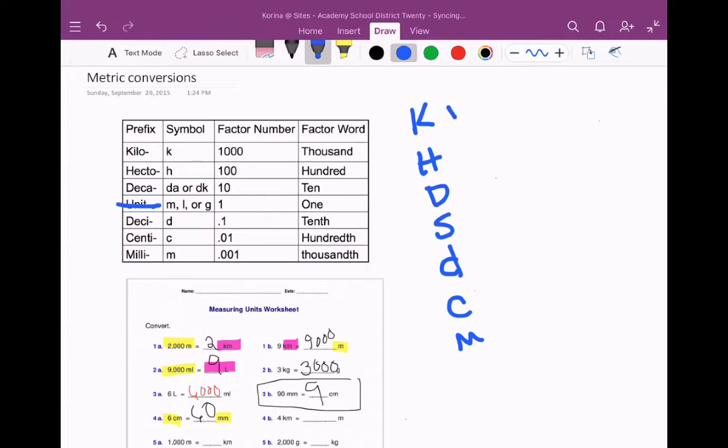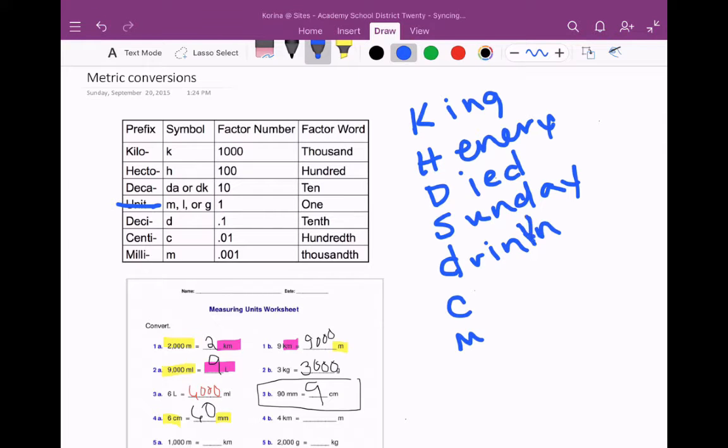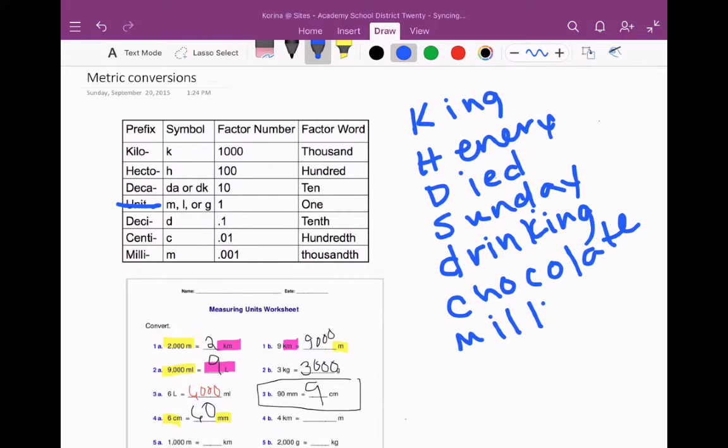And I remember this by King Henry died Sunday drinking chocolate milk. And that kind of just helps us put these things in order. It's called a mnemonic device. King Henry died Sunday, standard, drinking chocolate milk. So that'll tell us kilo, hecto, deca, standard, deci, centi, milli.